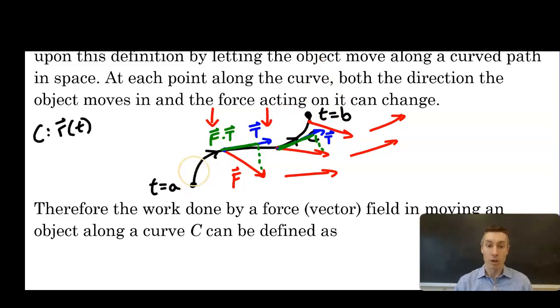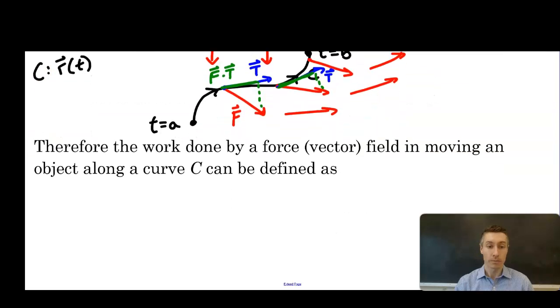Now, how do we accumulate all the computations that we're going to have along the curve? That's going to be an integral. More specifically, a line integral is going to be the tool that we use here. So the work done by a force field or a vector field in moving an object along a curve C can be defined as the integral along C of that dot product we defined at that single point, F dot T, so the vector field dotted with the unit tangent vector. And then we're moving along an arc length, so we're integrating with respect to s.